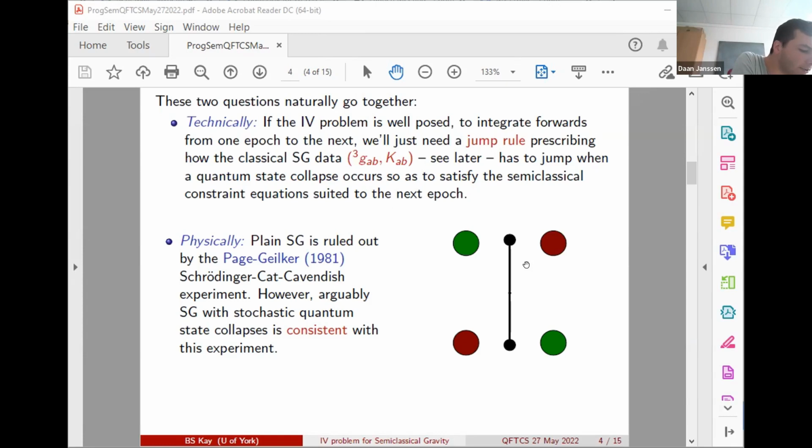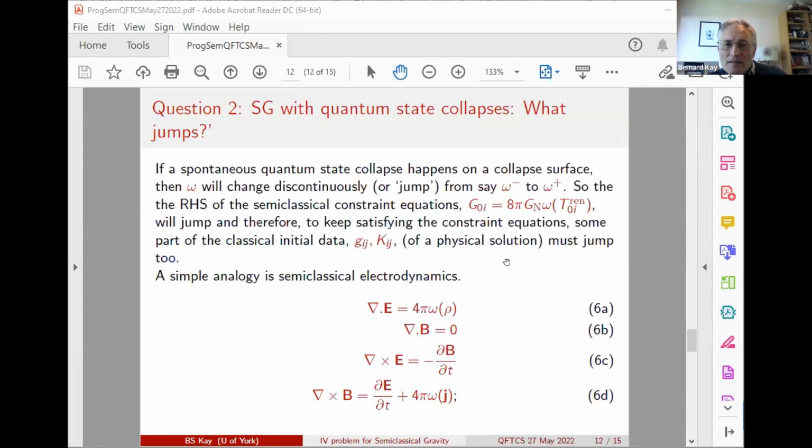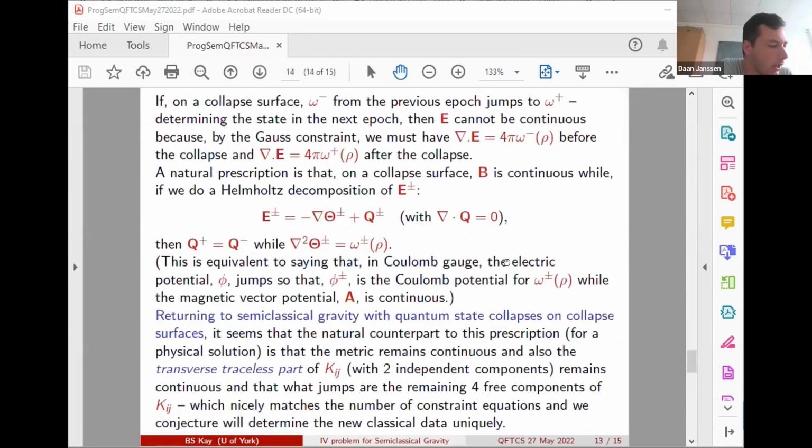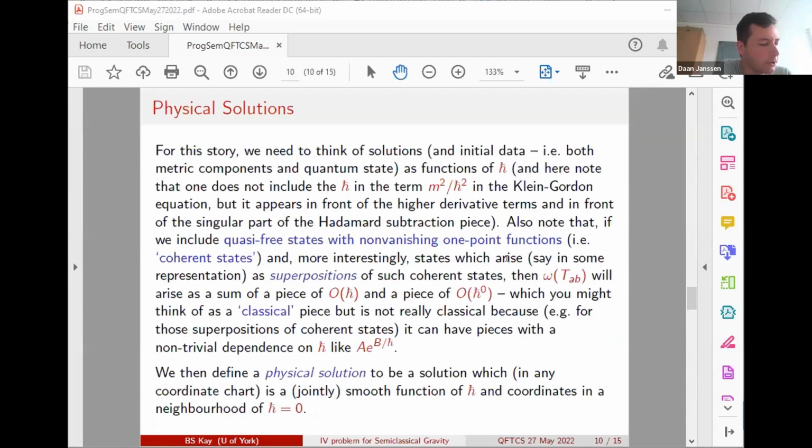Then another question. You mentioned singling out physical solutions. I assume this is to rule out runaway solutions, right? Yeah, if you were interested in the late time behavior of semiclassical gravity, then asking for smoothness in hbar would rule out runaway solutions.